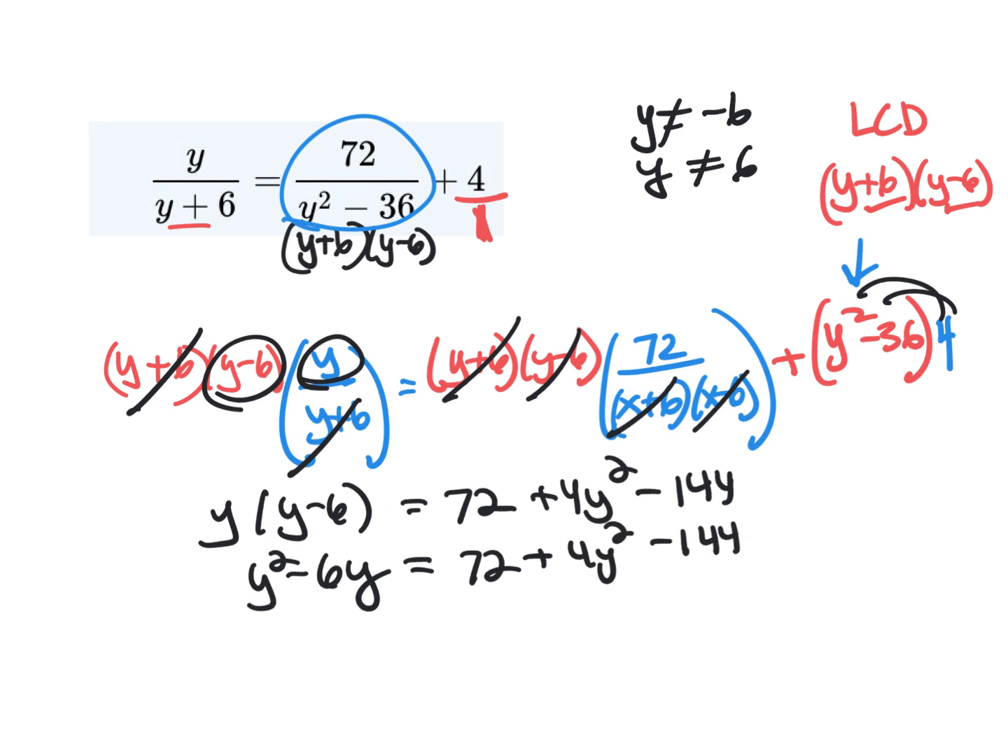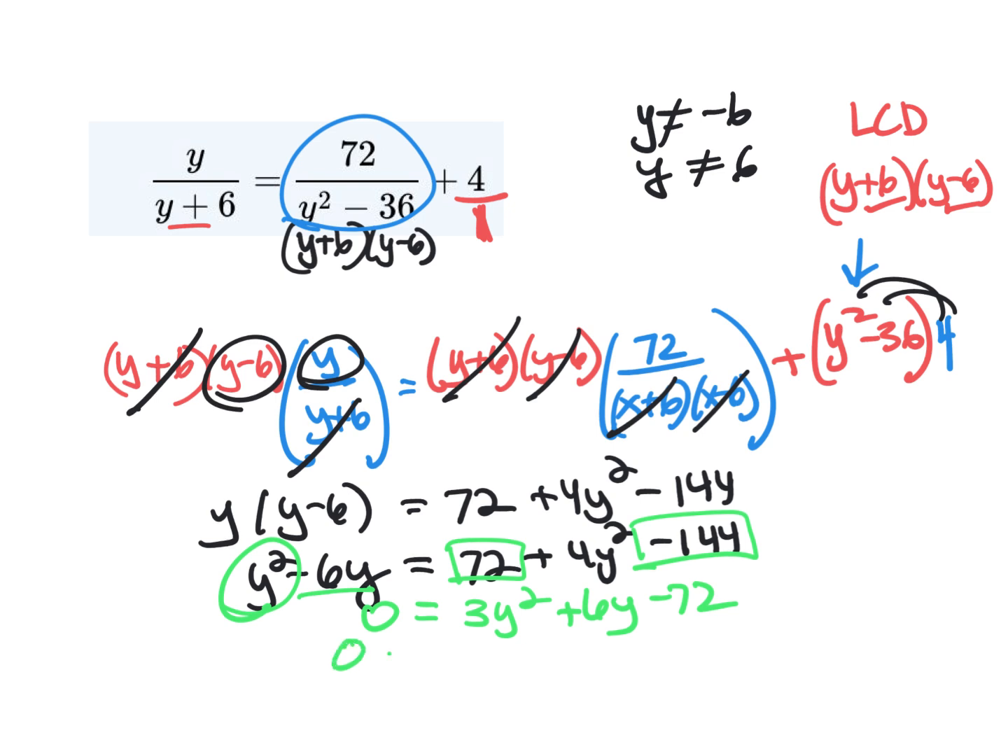Okay, now I want to keep my y squared, so I'm going to move this y squared over to the other side, and that is going to create a 3y squared. I am then going to move this 6y over, and since there's no y term on the other side, it's just going to be a positive 6y. I'm then going to combine this 72 and negative 144 to get a negative 72. And so what I have left is a quadratic, and so I'm going to see how this can factor.